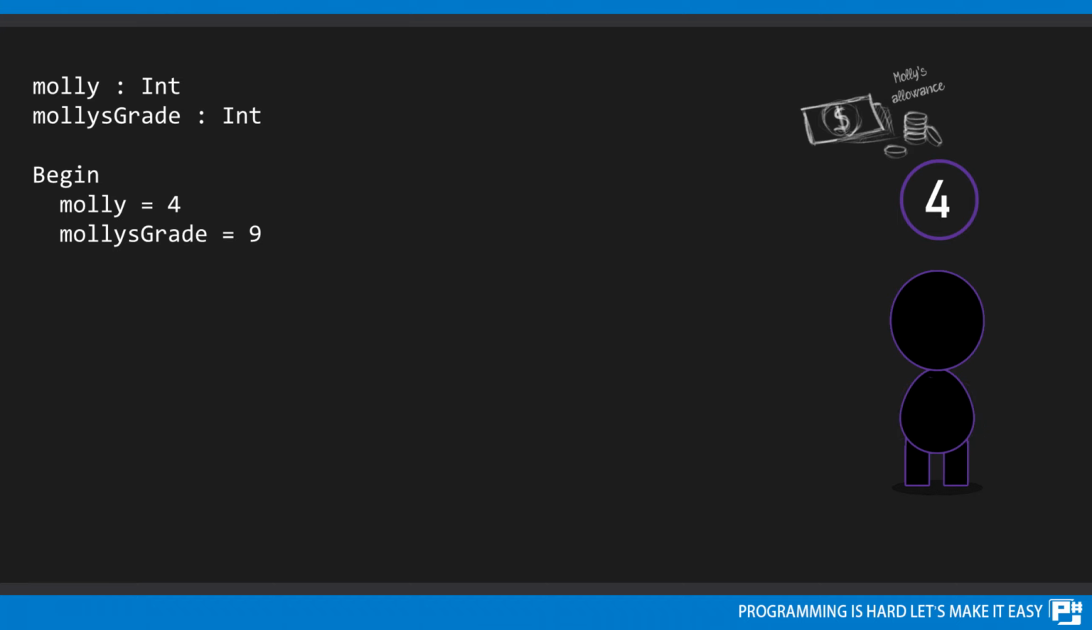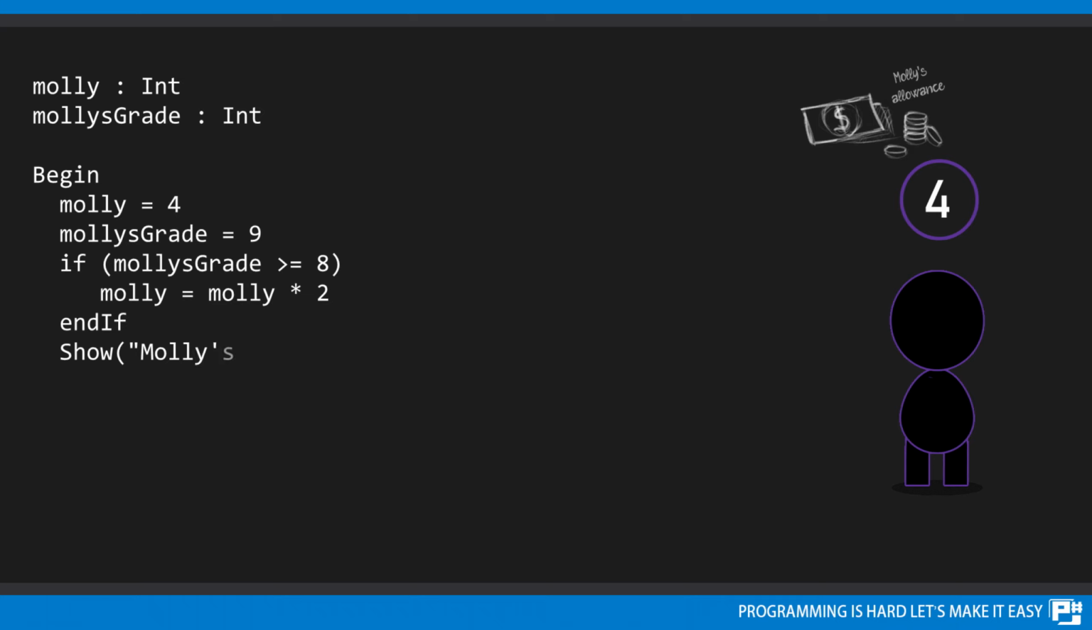Now it's time we use our if statement. We know that Rick wants Molly to get at least an 8 out of 10. That would be the same as saying that Molly's grade has to be equal or greater than 8. So our condition will be Molly's grade greater or equals to 8. If that ends up being true, Molly's allowance will be doubled. Let's add that instruction inside our if statement. Finally, we get to see if Rick doubles Molly's allowance.